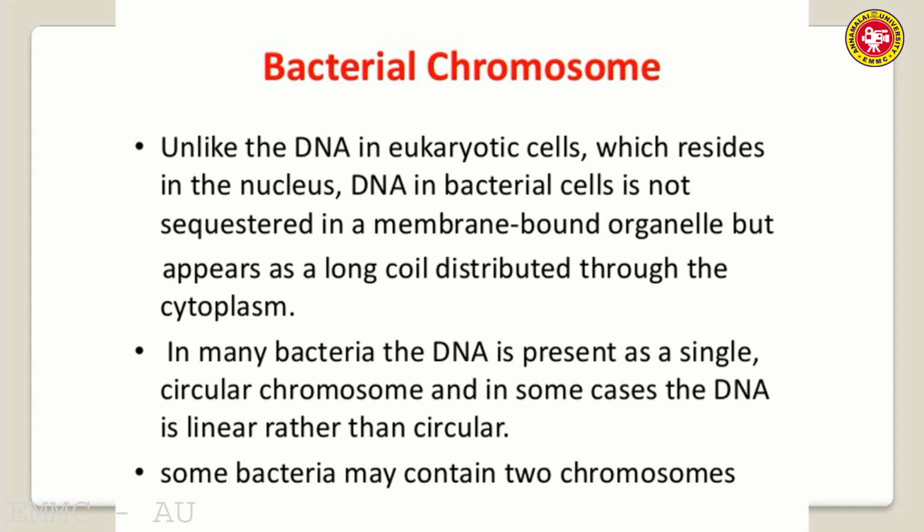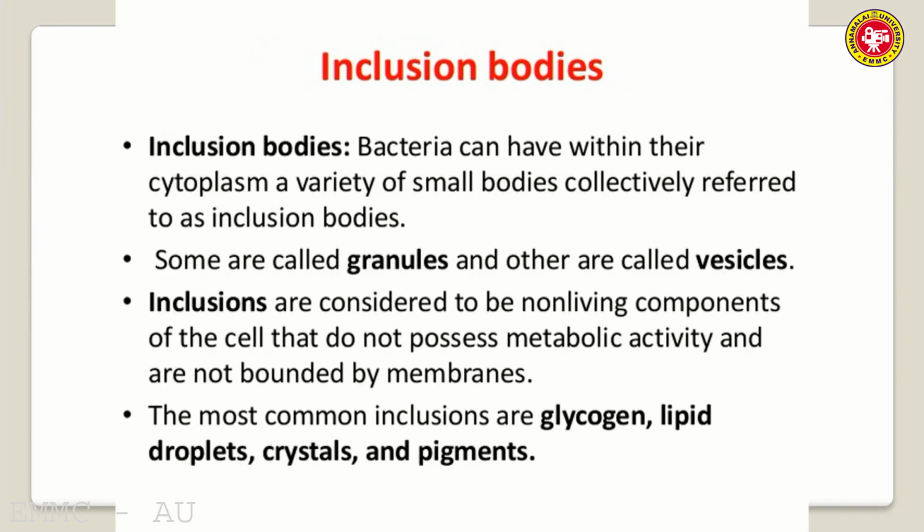Bacterial chromosome is like the DNA in the eukaryotic cell, this is also DNA genetic material in the bacteria. This genetic material is in a brief form without any outer structure, but the eukaryotic cell has an outer membrane. In many bacteria the DNA is present as a single circular form, and in some bacteria it is present as a linear form. Some bacteria also have two chromosomes.